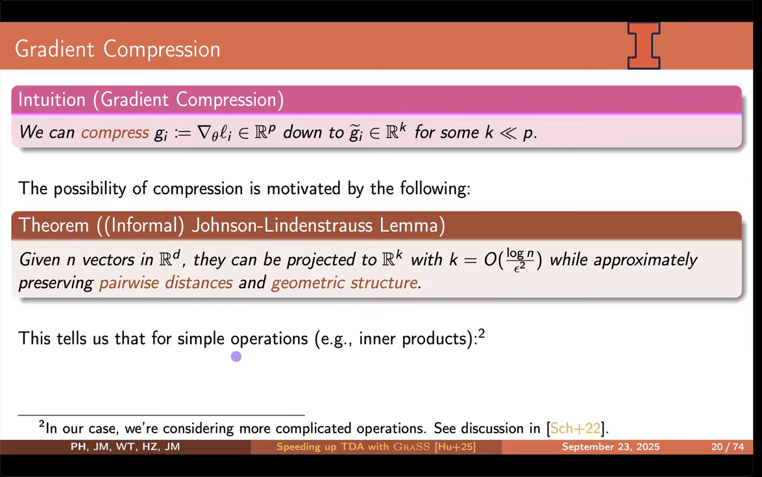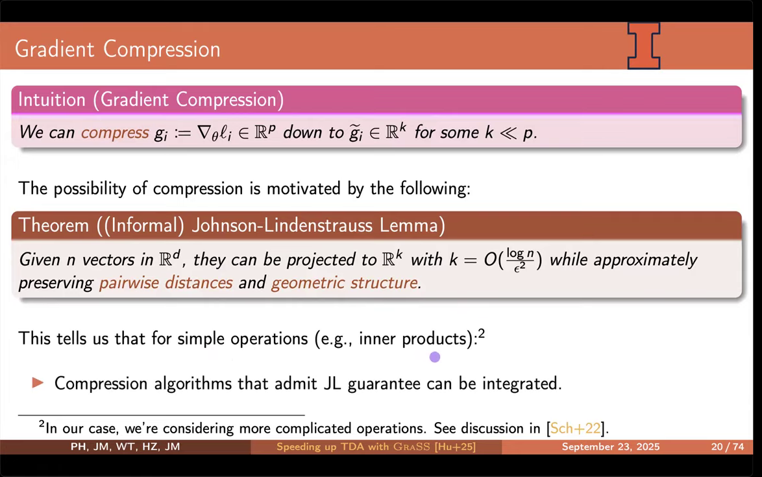So this tells us that for simple operations, for example, an inner product, which is roughly what we're doing, we should be able to integrate the compression algorithms that admit this JL-type guarantee with our influence function computation. There's more complication here because we're actually doing more than inner products, right? We're doing covariance and inverse, but you can see the more elaborate discussion in this work, which is a little bit beyond our discussion and beyond the scope.